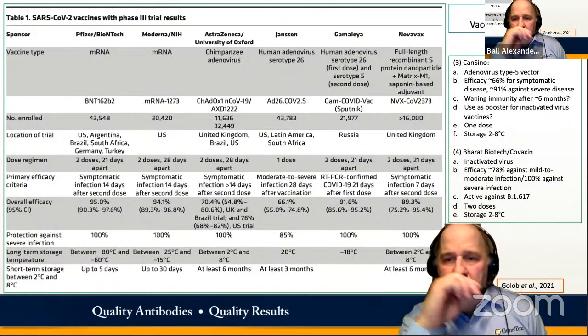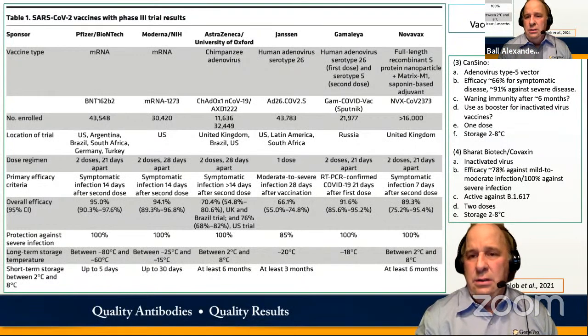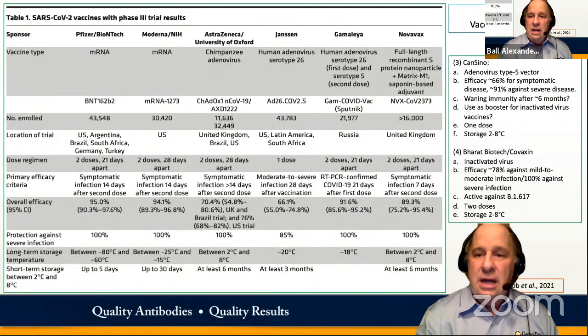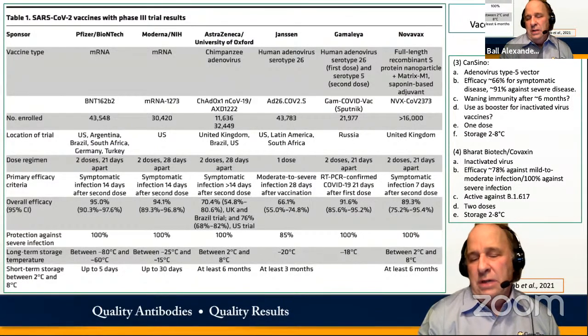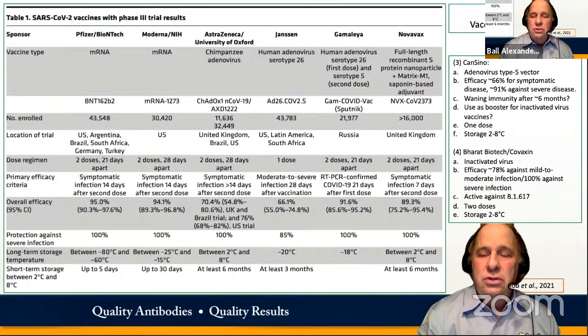And then there's another vaccine, the CanSino vaccine, now this one differs from some of the other Chinese vaccines. It's adenoviral type 5 vector. Efficacy is not super high, but it's 66% for symptomatic disease, 91% against severe disease. So there's value there. There was some recent data suggesting there's waning immunity after about 6 months. So what they're thinking now, and many researchers are looking at this, is potentially using this as a booster for people who were previously vaccinated with an inactivated virus vaccine. It's 1 dose, again, storage at 2 to 8 degrees or refrigeration temperatures.